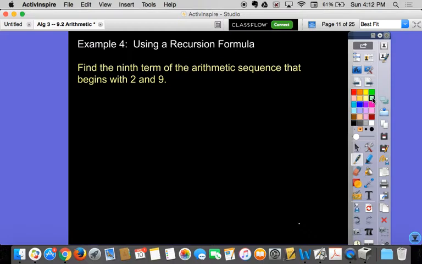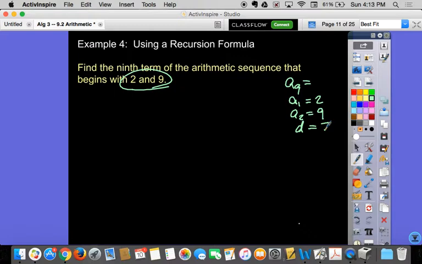So again, let's list what we need and what we have and all that good stuff. It wants the ninth term, so we want a sub 9, such that it begins with 2 and 9. Now they're kind of being sneaky here. They're telling you that a sub 1 is 2 and a sub 2 is 9. You can also infer the difference because 9 minus 2 is 7. So hey, they gave you a lot of information here.